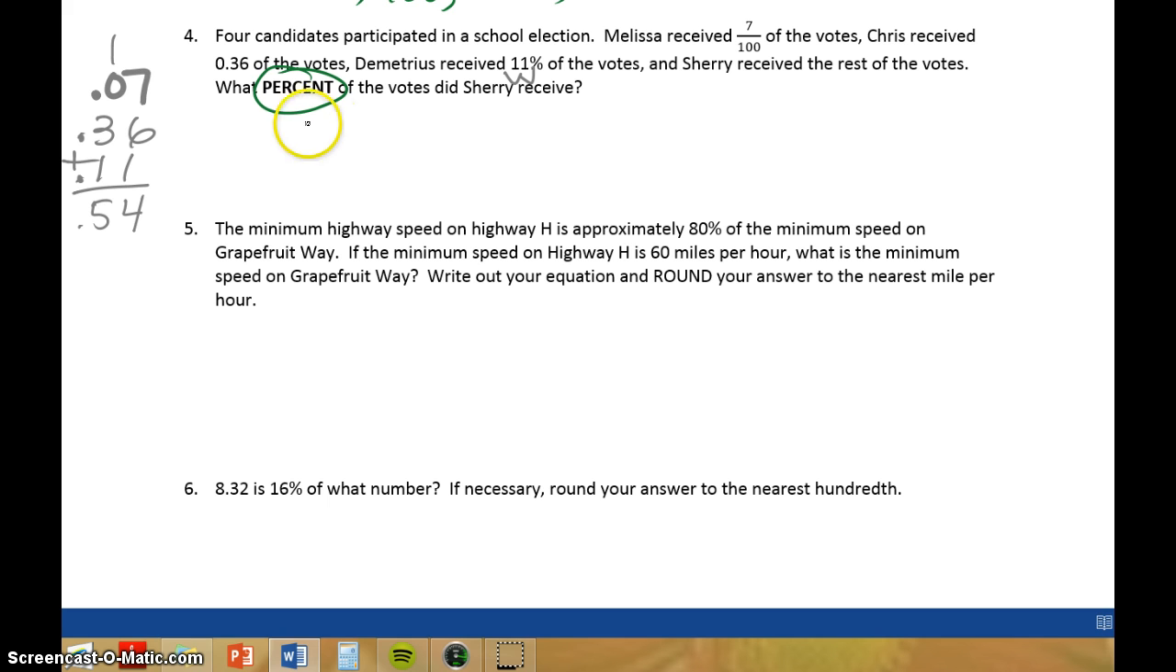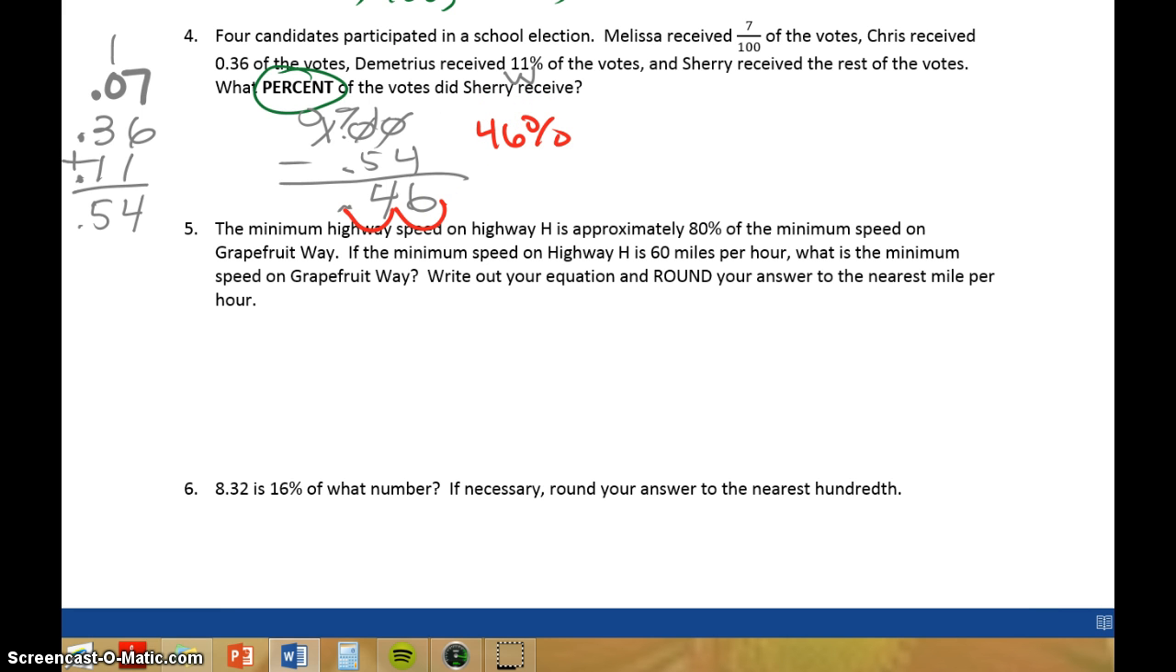So what I'm going to do is subtract 1 whole minus 54 hundredths. Going to have to borrow here. So we end up getting 46 hundredths. Now we need to change that into a percent. So what we do is we're going to swoop once, twice. We end up getting 46%.